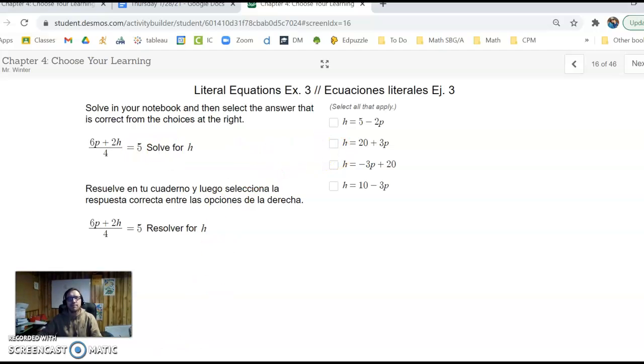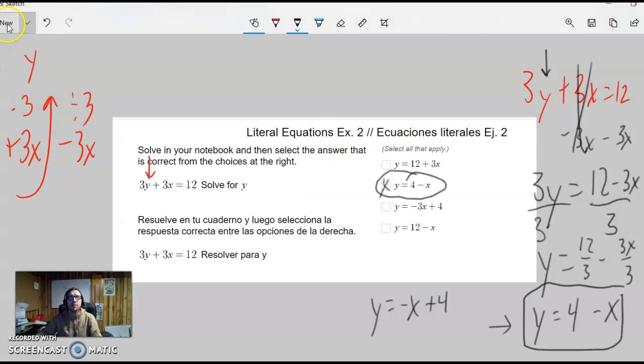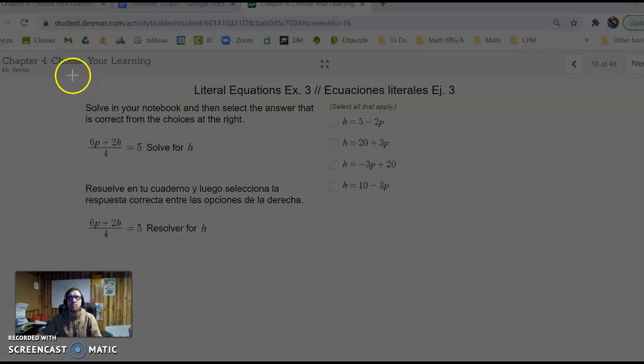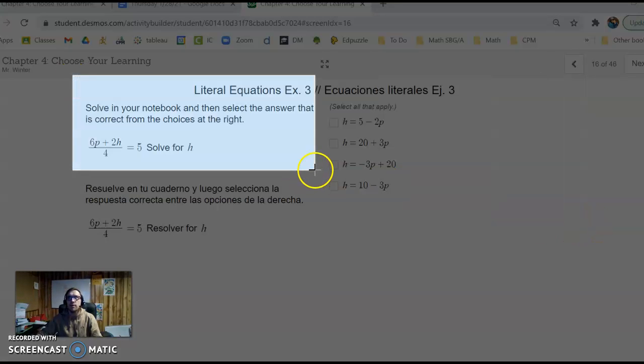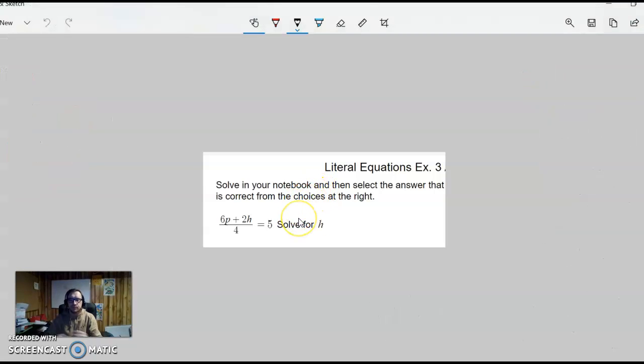We'll be back. All right, did you pause it? If you didn't pause it, try it all on your own. Get ready for that assessment on Monday. And here we go. First, list those things that are happening to h, right? What's happening to h? It's being multiplied by 2, right? That's the first thing. It's being added to 6p, and it's being divided by 4.